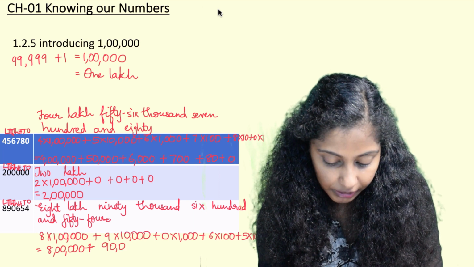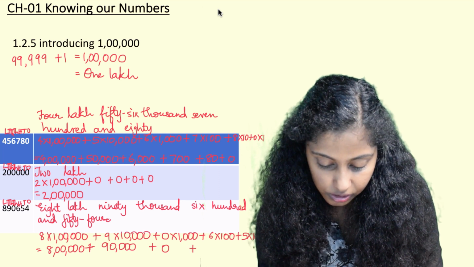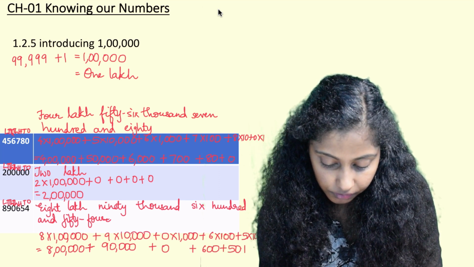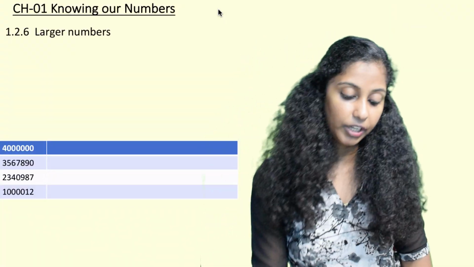9 multiplied by 10,000 is 90,000. 0 multiplied by 1,000 is 0. 6 multiplied by 100, 600. 5 tens is 50, 4 ones are 4. This makes our 1 lakh term very clear.